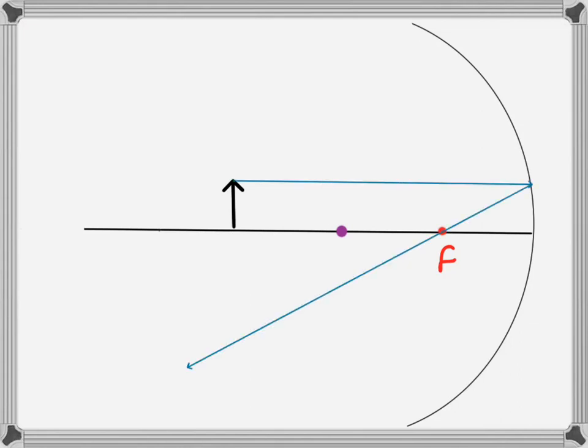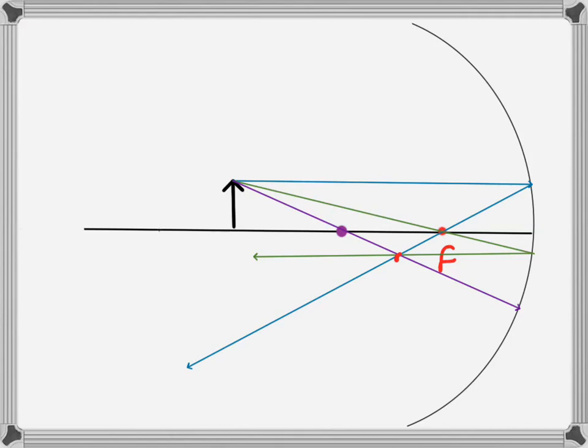The first one is going to go in parallel and then bounce off the mirror, angle of incidence equals angle of reflection, to go through the focal point. So in parallel, out through the focal point. The next one is going to go in through the focal point and out parallel. And then the final one goes through the center and back. And conveniently in our little diagram, all three of these have the same convergence point right here.